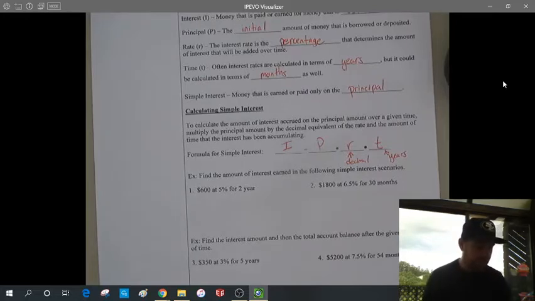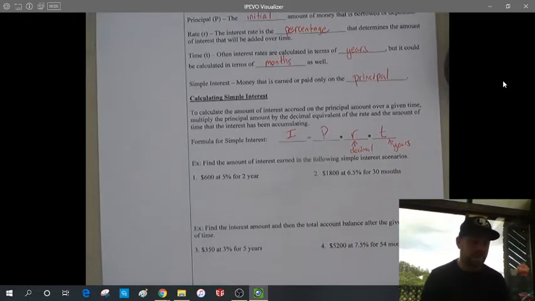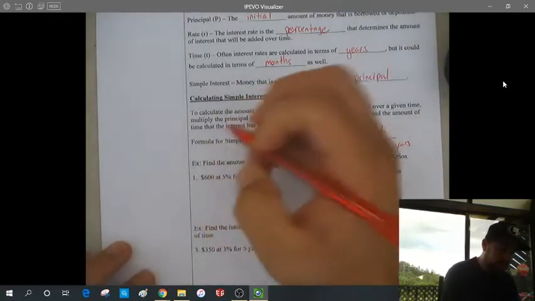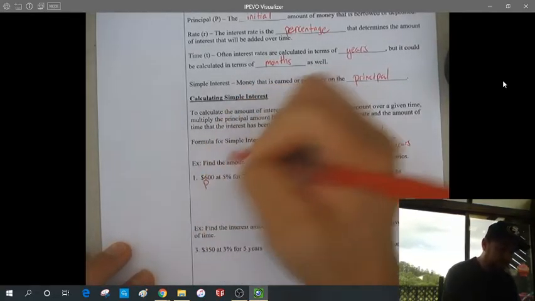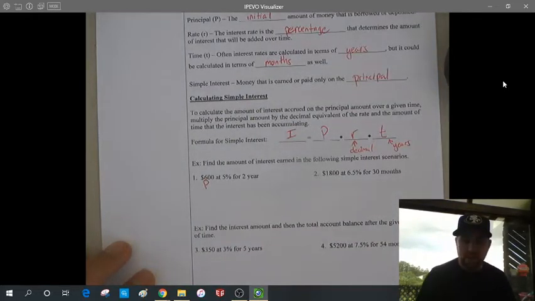So in our first example, find the amount of interest earned in the following simple interest scenarios. $600 at 5% for 2 years. Now it doesn't specify whether this is a savings account or whether you're borrowing this money and you'll have to pay this amount more, but we're just trying to find the amount of interest here. And so my $600 is my principal. That's how much we're either depositing or borrowing at first.